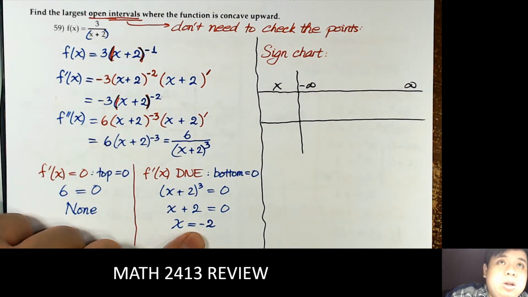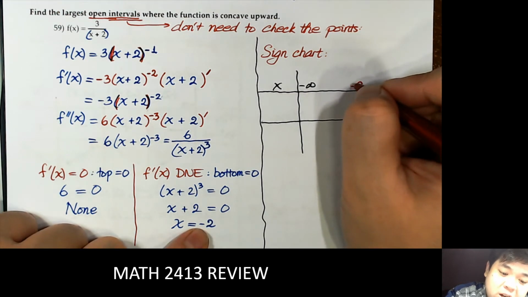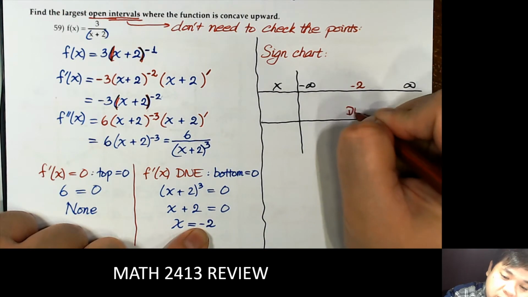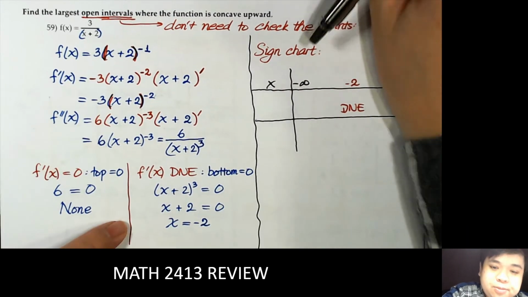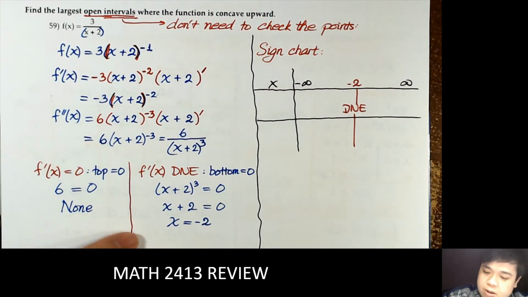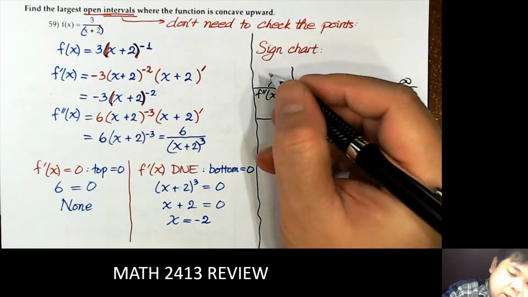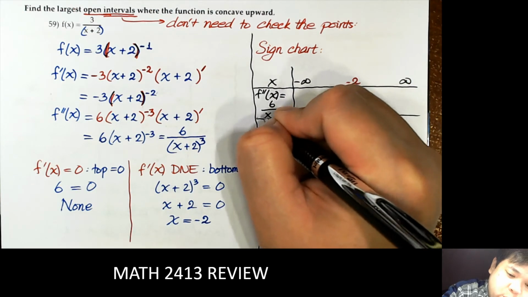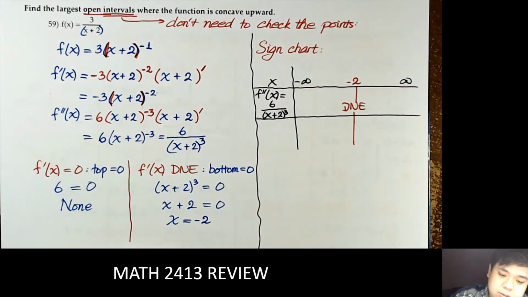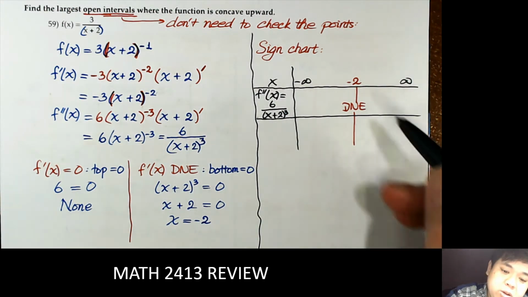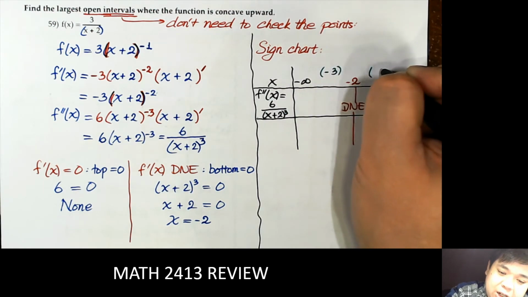There's only one point that divides the number line, negative 2, and that is where the function is undefined. So here I just write does not exist instead of 0 like I wrote earlier. Here I put the second derivative, 6 over x plus 2 cubed. Test point, negative 3.